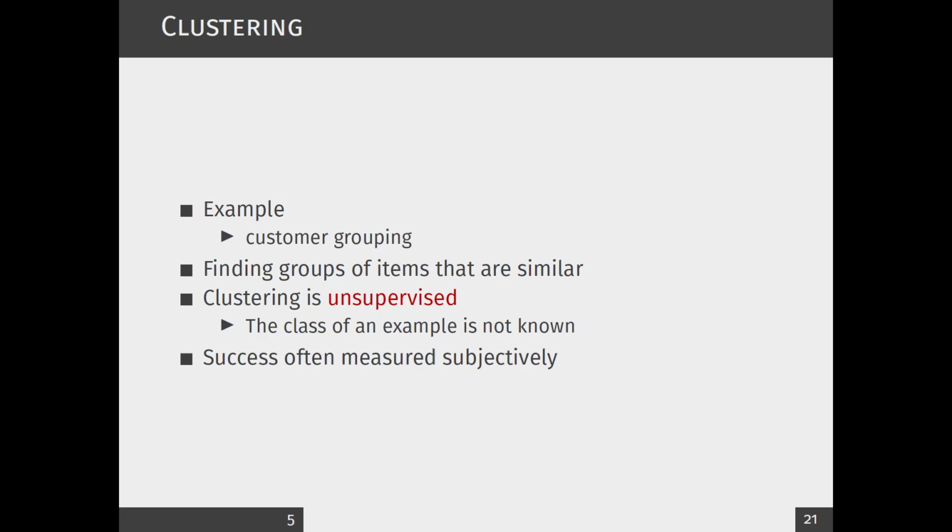In clustering, the example I have already told you is customer groupings. So we can find groups of items in a similar fashion. This is also known as unsupervised because we really don't know what the class value is, or we don't get an attribute as a class here. Therefore, the outcome or the success of this is very subjective. So we can say success is measured subjectively.